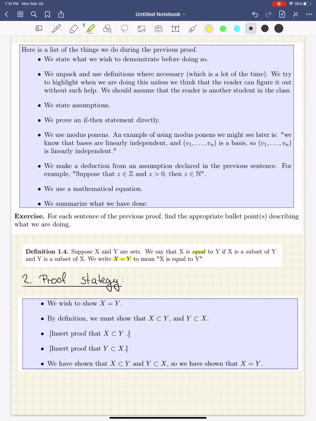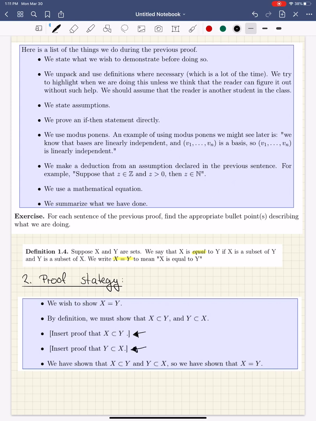Then the second bullet point is just writing down what this means from the definition. So by definition, we need to show these two things, that X is a subset of Y and Y is a subset of X. And then here we use that we already learned how to do certain things. So this refers to our proof strategy 1 now.